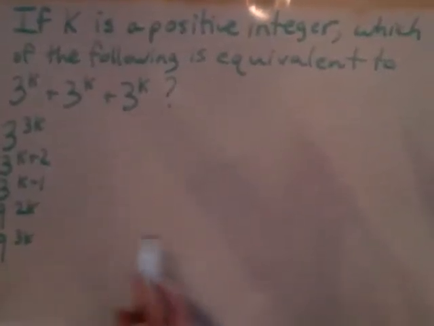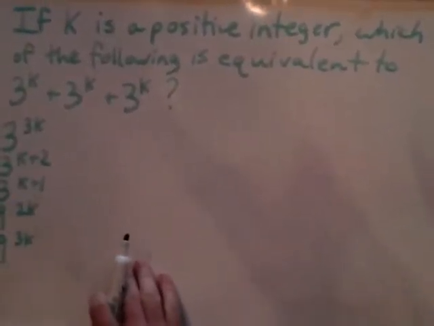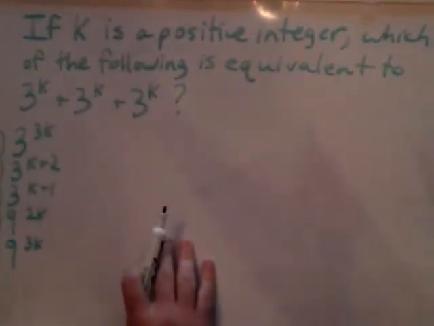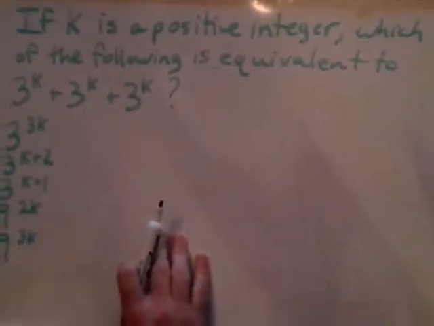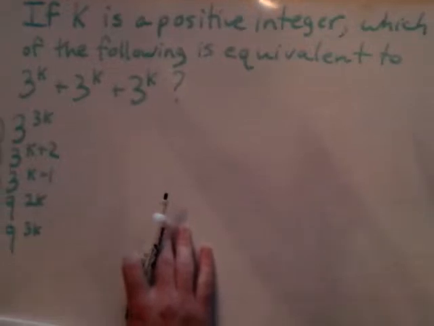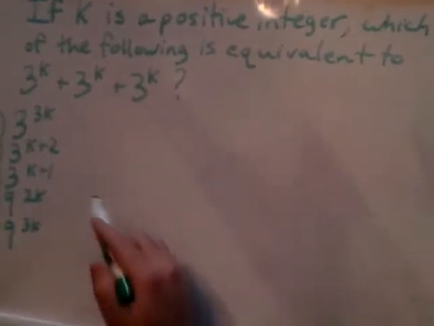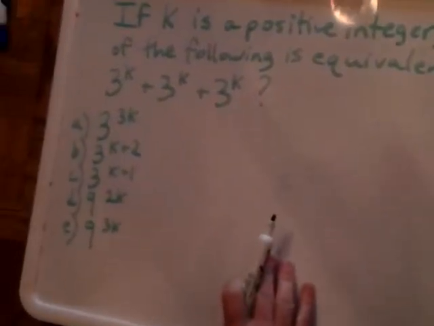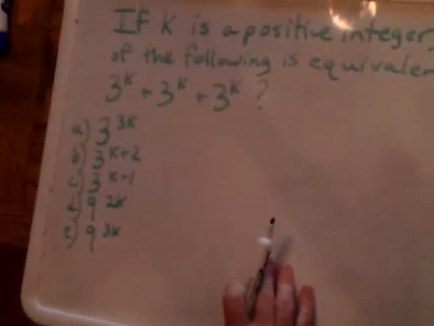Hello, we have another exponent problem here, another tough one. It says if k is a positive integer, which of the following is equivalent to 3 to the k plus 3 to the k plus 3 to the k? They give us 5 answer choices. Again, let's pause it, see what we can do with it. We'll come back and we'll finish it up together.